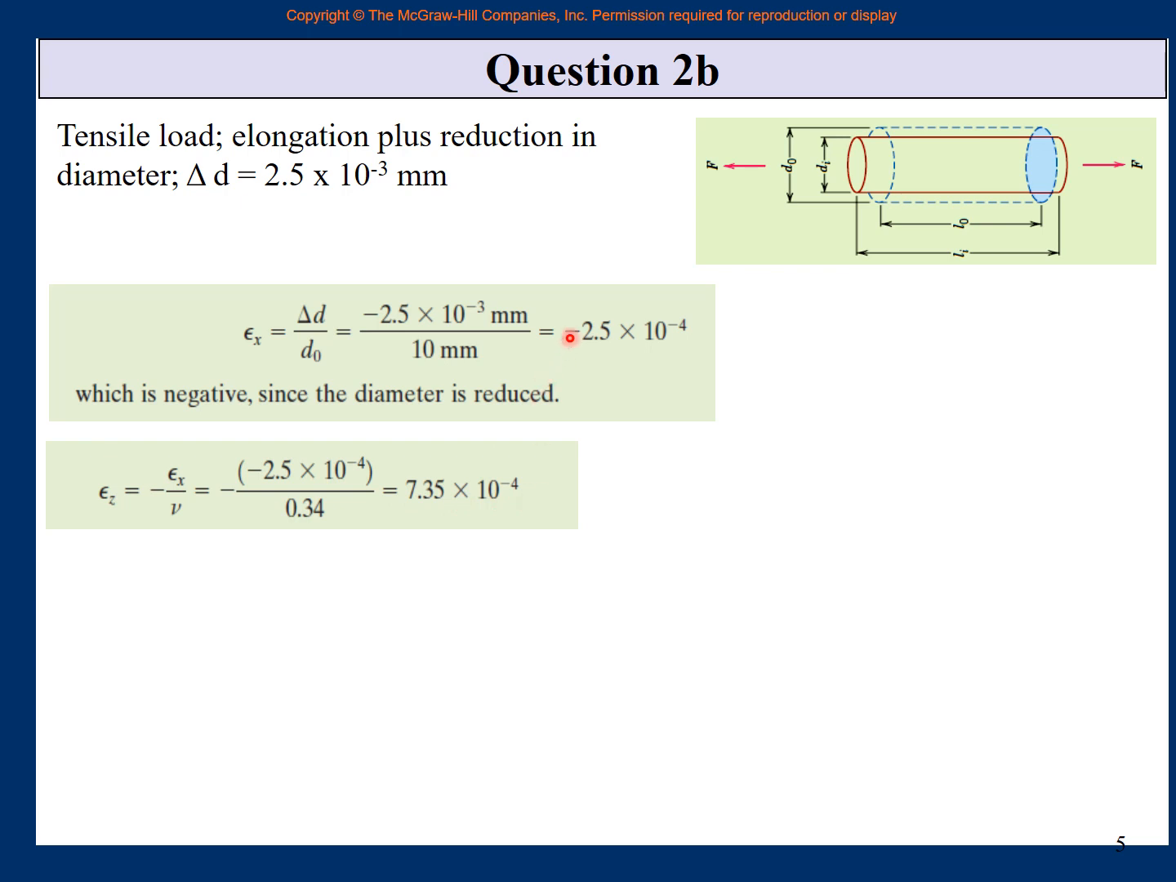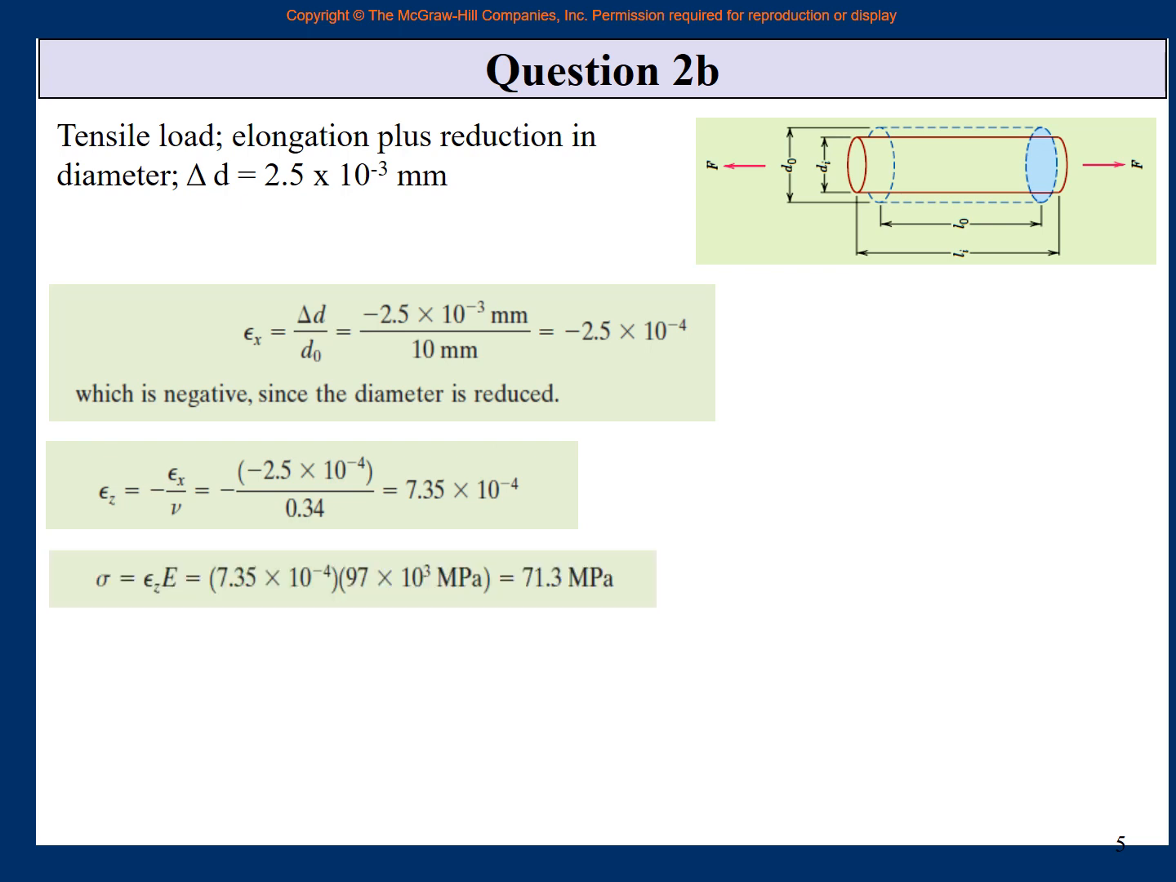If you had not put a minus there, you will get a minus strain here, which will not be right, because the diametric strain, the diameter was decreasing, so the strain was negative. Longitudinal or axial, the length is increasing, so the strain is positive.